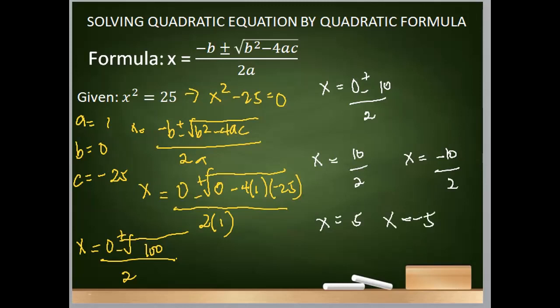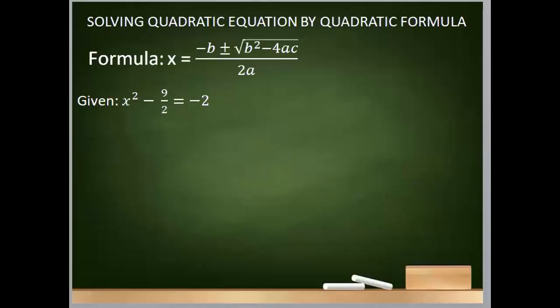So ito na po ang value ng ating x. So ganun lang po siya kadali kapag quadratic formula po ang ginagamit natin. So this is the last method of solving quadratic equation. Okay po, so let's have another example. Let's try another example. Given x squared minus 9 over 2x is equal to negative 2. So this is x.